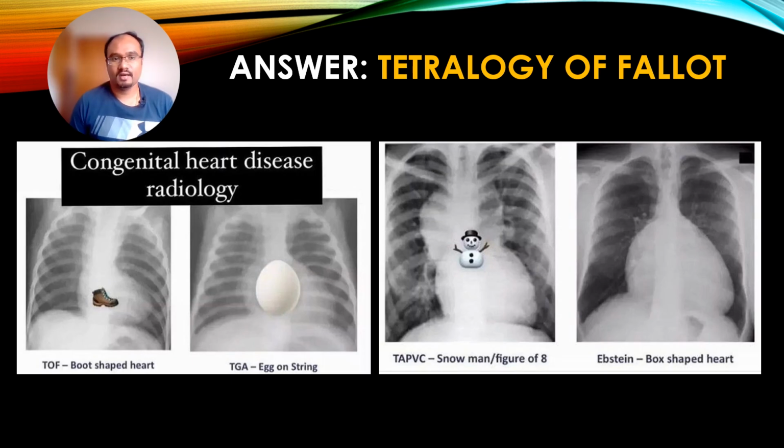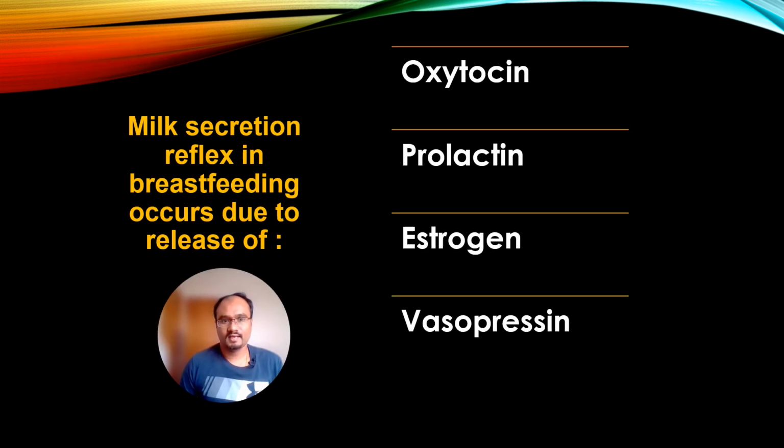So let us see congenital heart disease radiology. Tetralogy of Fallot shows boot-shaped heart. Transposition of great arteries shows egg-on-string appearance. Total anomalous pulmonary venous circulation shows snowman or figure of 8 appearance on X-ray. And Ebstein anomaly shows box-shaped heart. So let us see the next question.